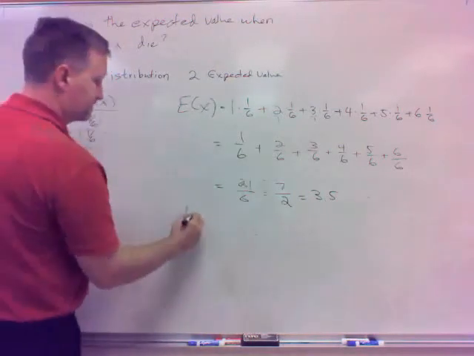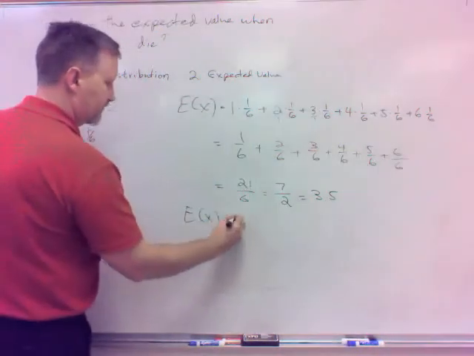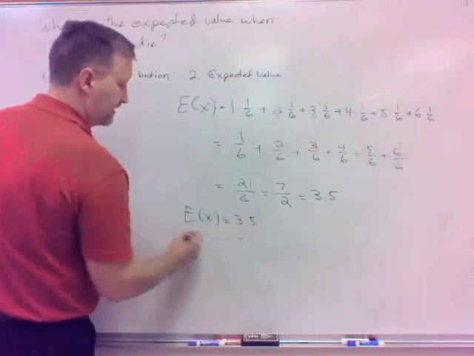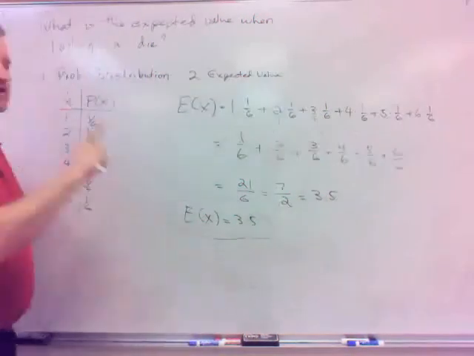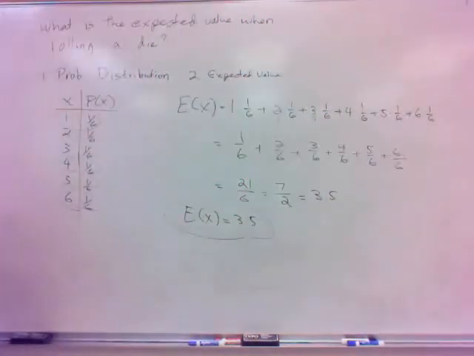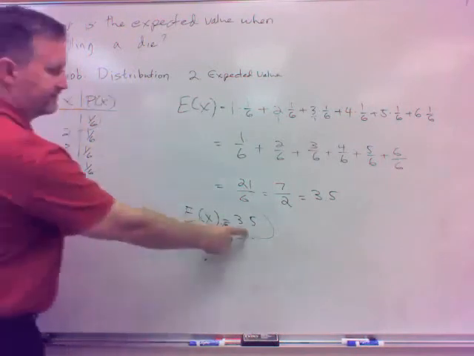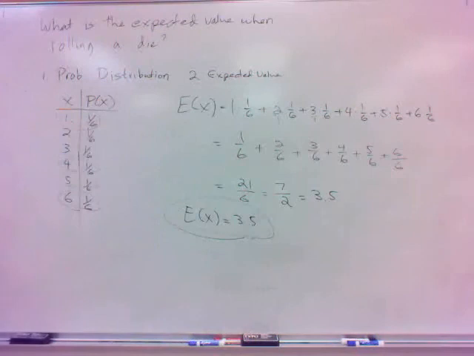Now, expected value is 3.5. Notice one thing about it is that's bigger than 1. This isn't a probability. This is not a probability. Expected value is not a probability. So it can be bigger than 1. It can be negative. It can be between 0 and 1, but it's not a probability, so this is okay. You can have expected values bigger than 1.